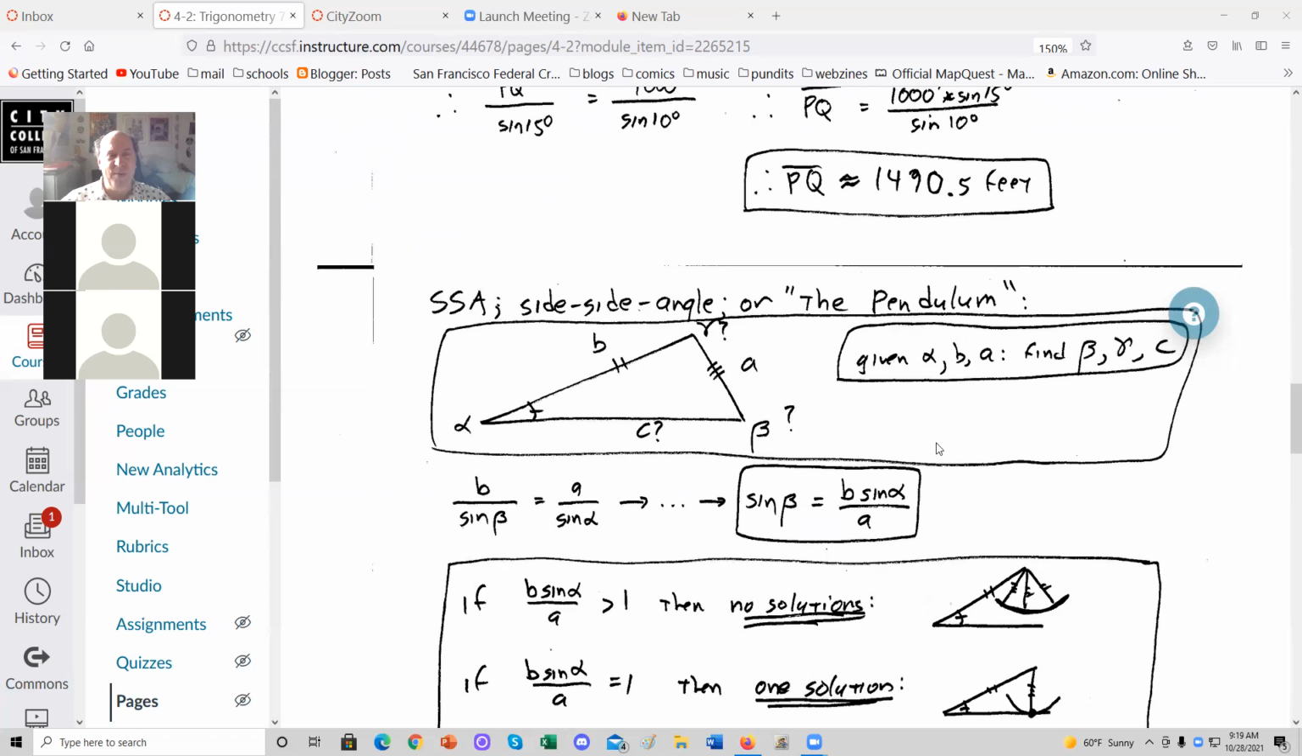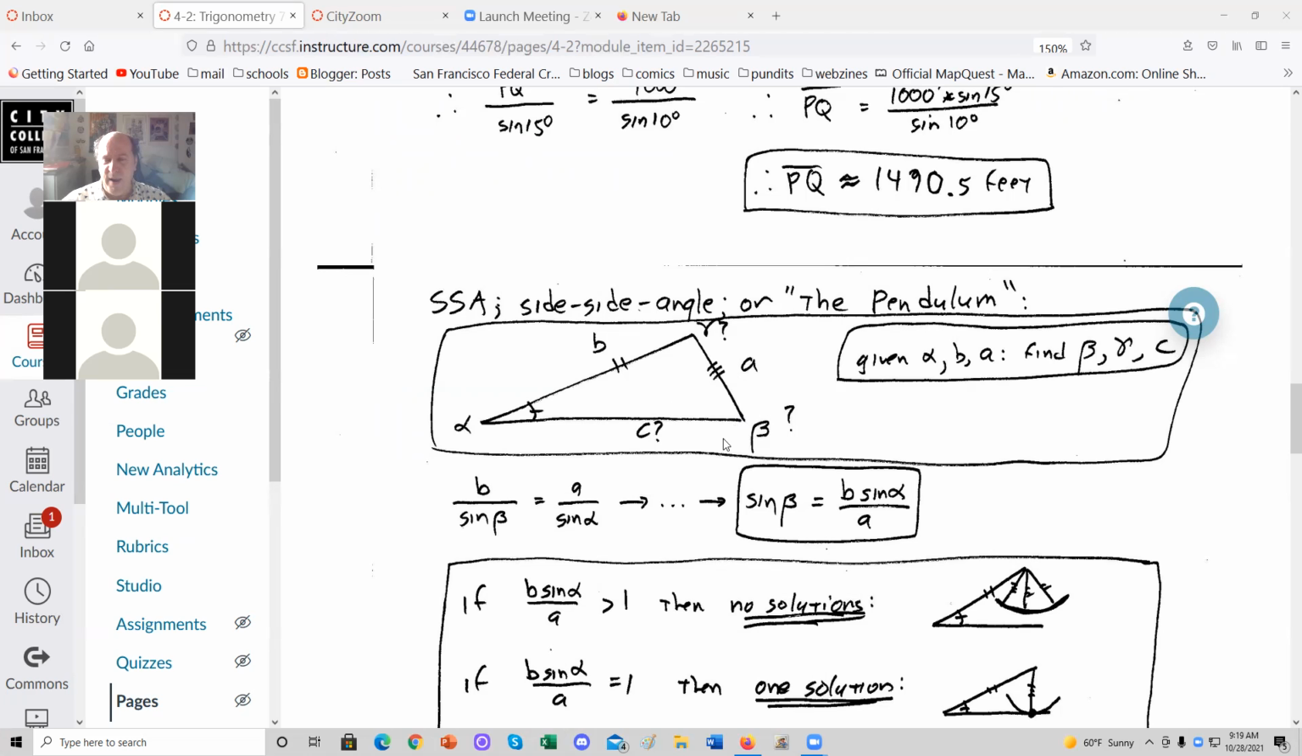Now we have what I prefer to call the side-side angle problem. I'd rather not call it an angle side-side because that's inadvertently humorous. I also call it the pendulum. And incidentally, we have an extra credit set about that. I'll turn to that right after this. So we have an angle here, a side here, and a side here. What are the other two angles, and what's the third side?